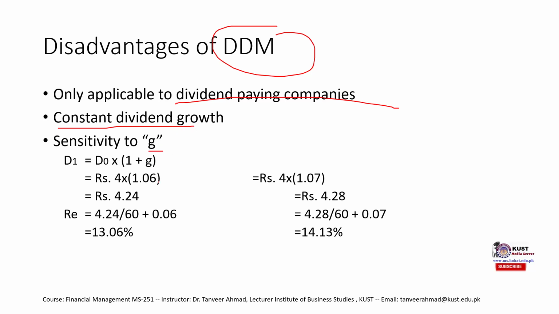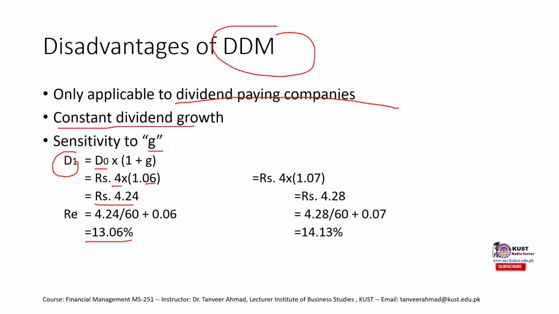What this means is that if we take the value of G as 6%, then our cost would turn out to be 13.06%. How is that so? We first need to find the value of D1. It would be D0 into 1 plus G. If D0 is 4, the last dividend is 4 rupees, and G is 6%, then D1 would be 4.24.